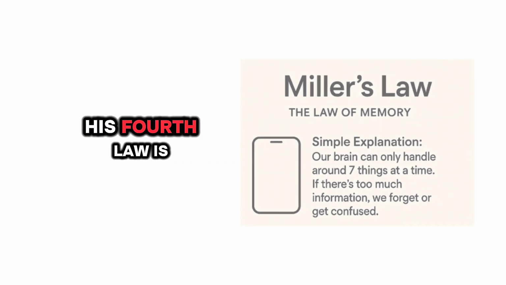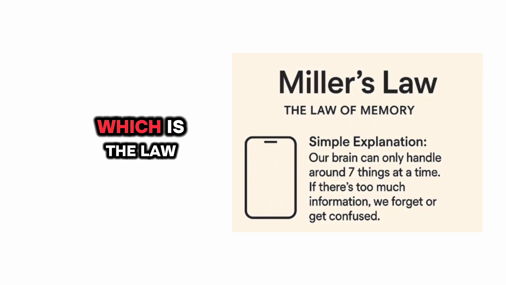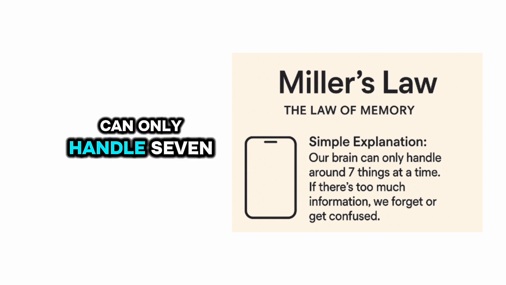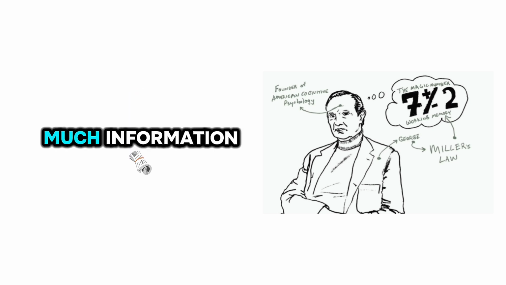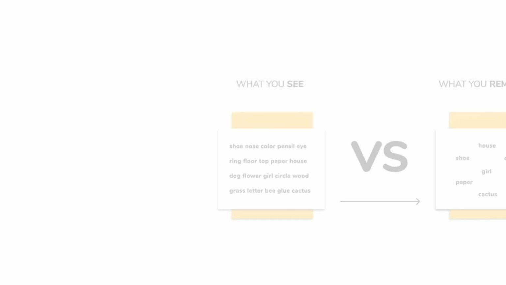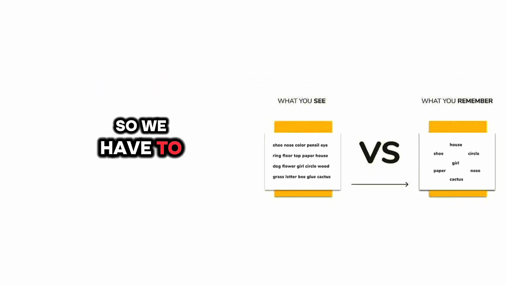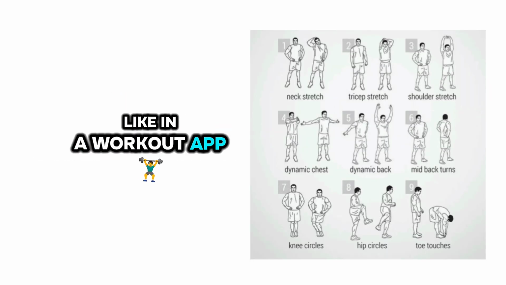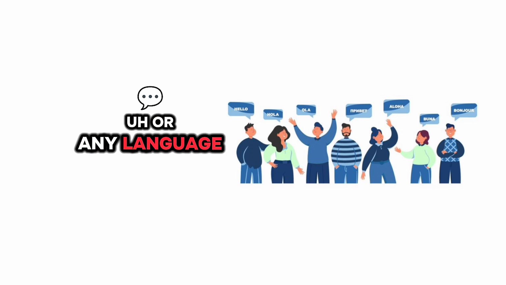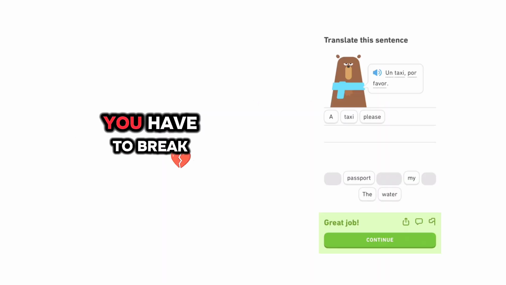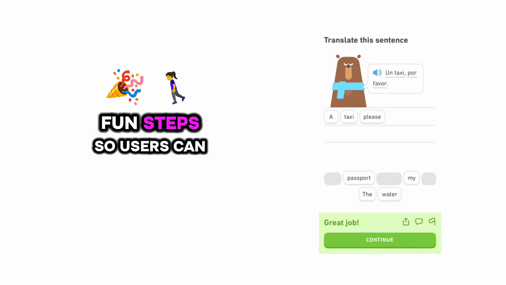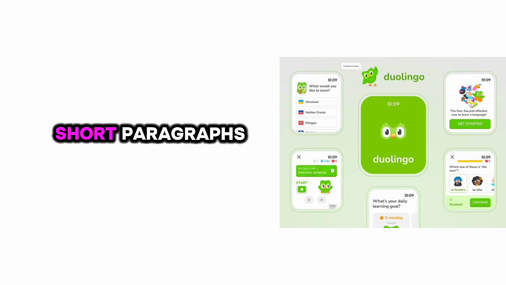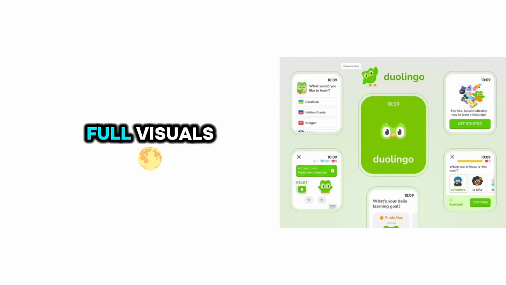The fourth law is Miller's law, also known as the law of memory. Our brain can only handle 7 things at a time. If there is too much information, we forget or get confused. So instead of showing 20 instructions at once, like in a workout app or a language learning app like Duolingo, break the lessons into short, fun steps so users can stay focused. You have to break content into small parts, use short paragraphs, clear headings and helpful visuals.